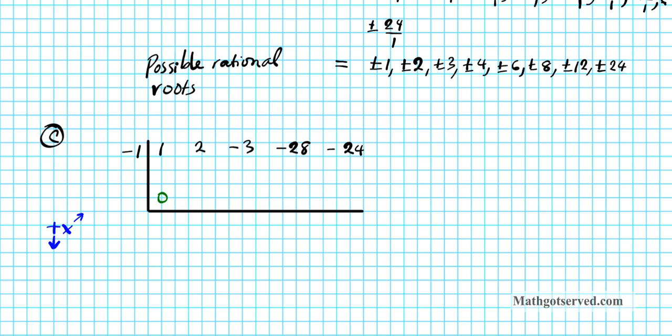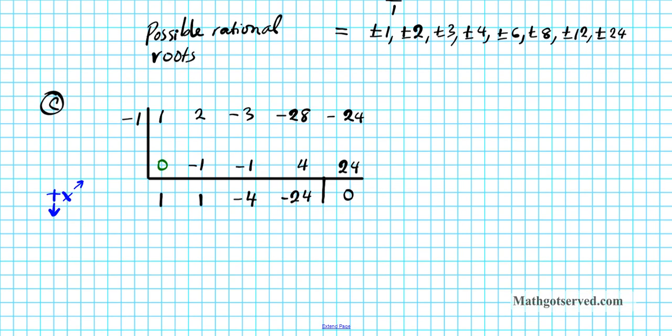When you add down, 1 plus 0 is 1, multiply across, negative 1, add down, 1, multiply across, you get negative 1, add down, negative 4, multiply across, you get 4, you add down, you get negative 24, multiply across, you get 24, add down, you get 0. This is excellent. Since you have a remainder of 0, that means that this is a factor. This is a root.